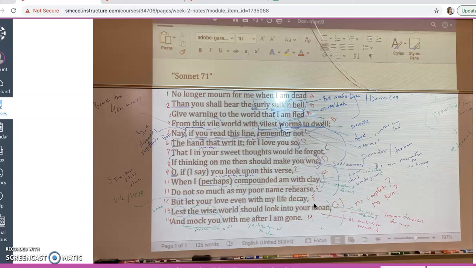"Oh, if I say you look upon this verse, when I perhaps compounded am with clay, do not so much as my poor name rehearse, but let your love even with my life decay, lest the wise world should look into your moan and mock you with me after I am gone."